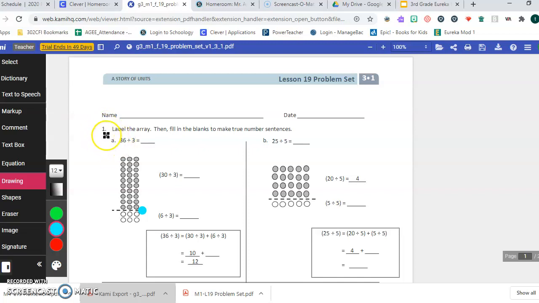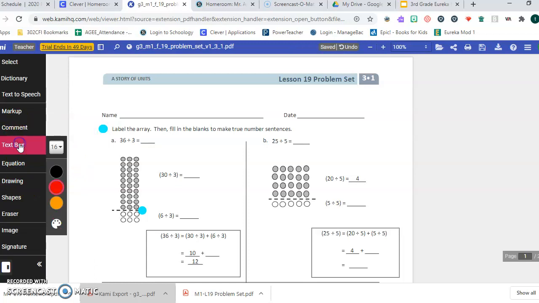In number one, good readers, good mathematicians, we make sure we read all the words on the page and understand exactly what we're supposed to be doing. I'm going to take it off that drawing feature. I don't know why it's doing that. For number one, we're labeling the array. So label the array, then fill in the blanks to make true number sentences. In other words, solve the equations or balance out the equations.